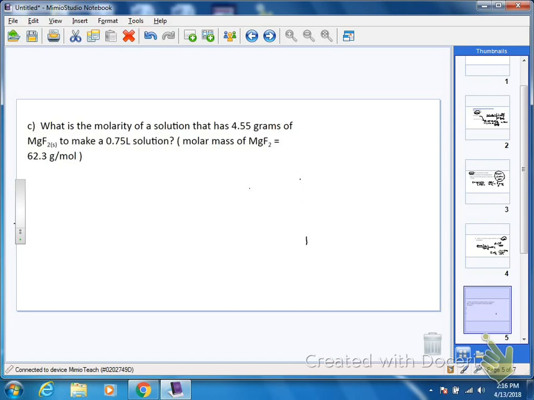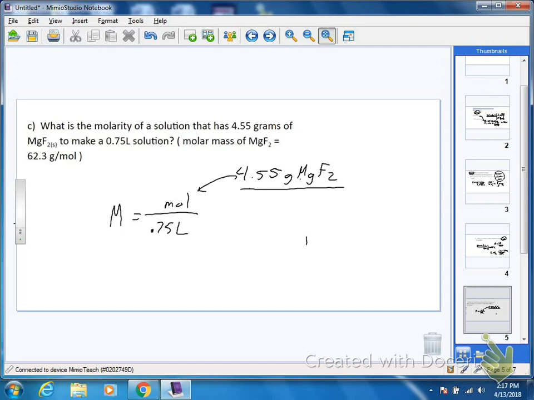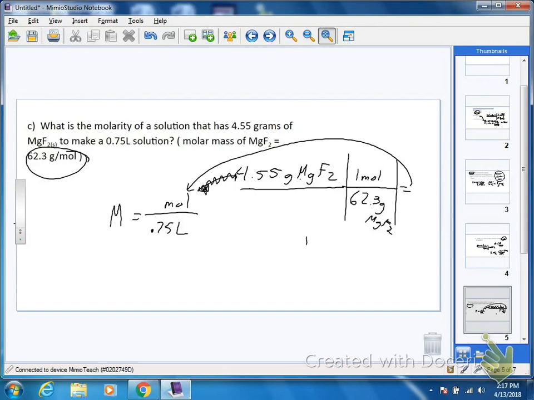Okay? You notice on this one, we have 4.55 grams of MgF2. Well, we have volume that will go right into our moles over liters. That would be 0.75 liters. That would equal molarity. So if you notice, this is grams, and this requires moles, and that's not the same. So we're going to have to convert this number here, 62.3. We'll go down here, and that gets our moles. So on this one, we have to convert to moles so that we can plug it in up here, because this one wouldn't work if we just use grams.